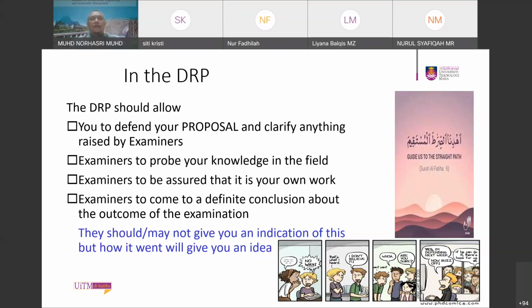It means that during the DRP, you must show that you at least have the methodology ready. You have an expected outcome, although maybe some of the candidates here, while preparing for your DRP proposal, have not gone to the lab. But for me, I prefer to go to the lab first, so that at least we have done some pilot studies.